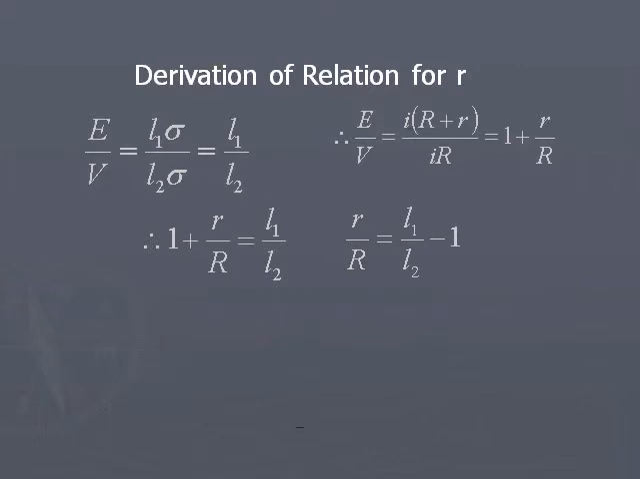Or small r by capital R is equal to L1 by L2 minus 1. Therefore, small r by capital R is equal to (L1 minus L2) by L2. Therefore, small r is equal to (L1 minus L2) by L2 whole multiplied by R. This is how we get the relation for small r.